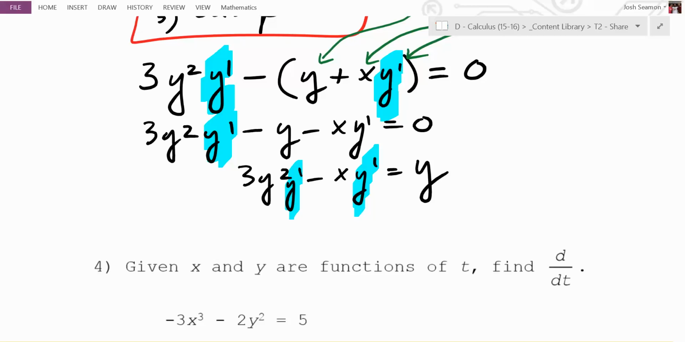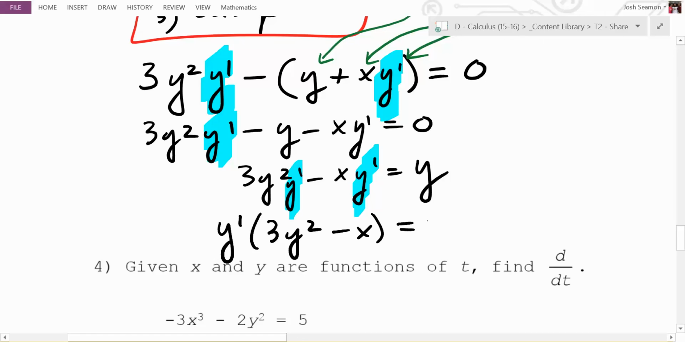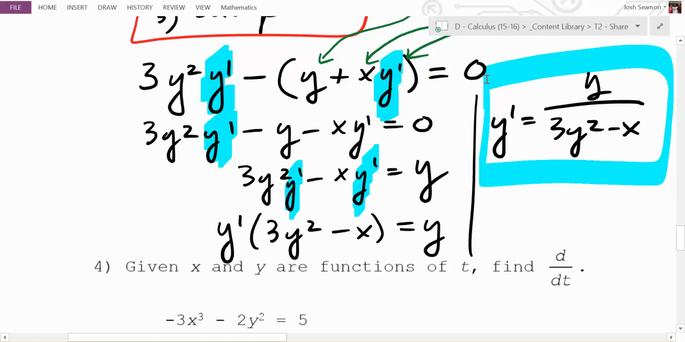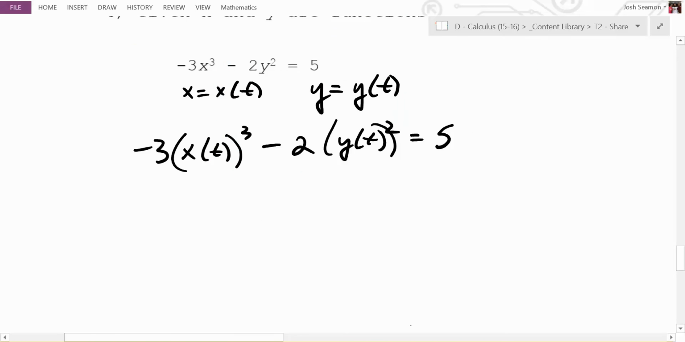Begins with an F? Factor. Y prime times what? Equals y. And hey, do we have an answer now? Y prime is equal to what? Y over. Hey, did you just find the derivative? You did. You just found the derivative. Fantastic.